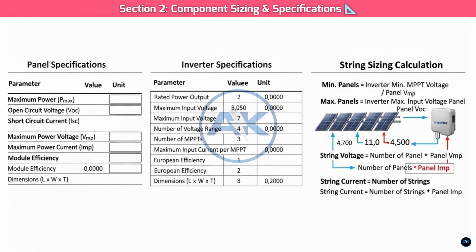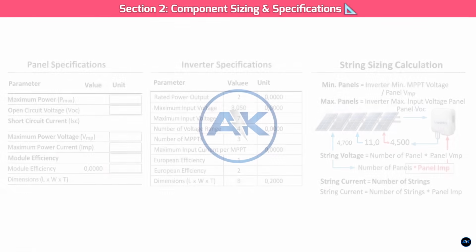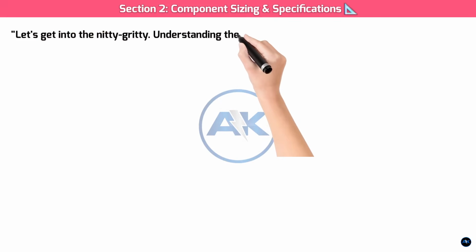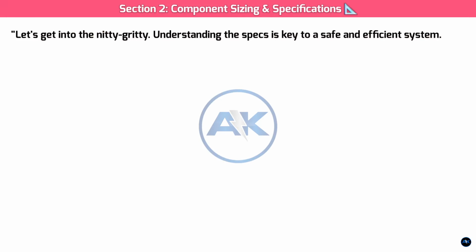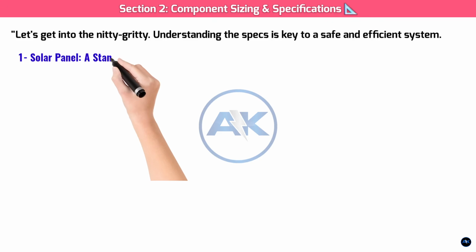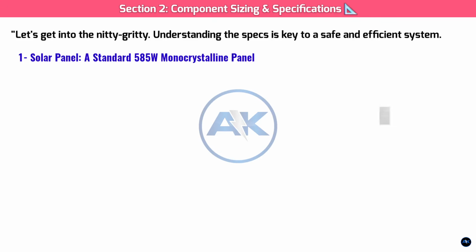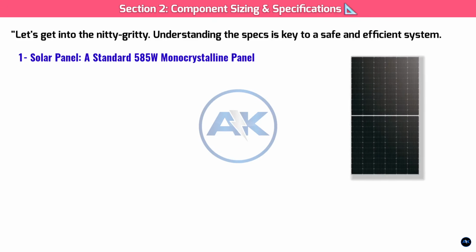Section 2: Component sizing and specifications. Let's get into the nitty-gritty. Understanding the specs is key to a safe and efficient system. 1. Solar panel, a standard 585-watt monocrystalline panel. This type of panel is an excellent choice for a high-efficiency system.